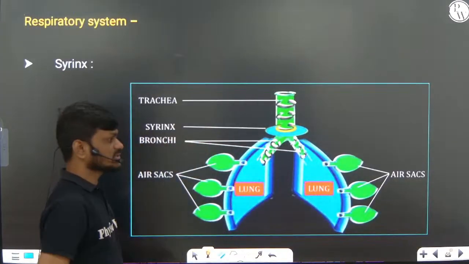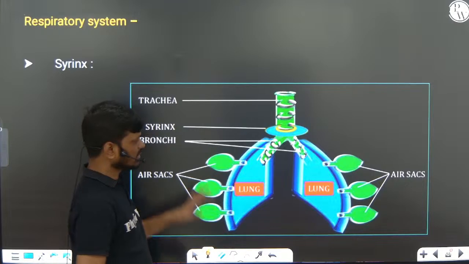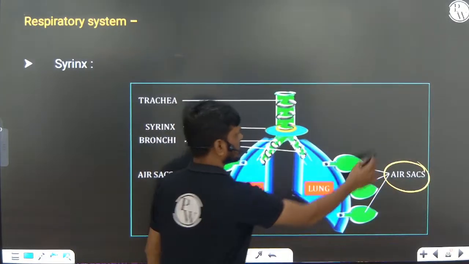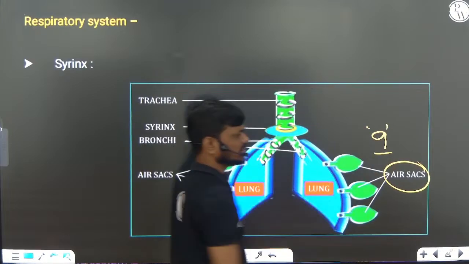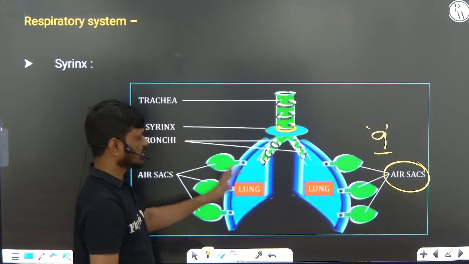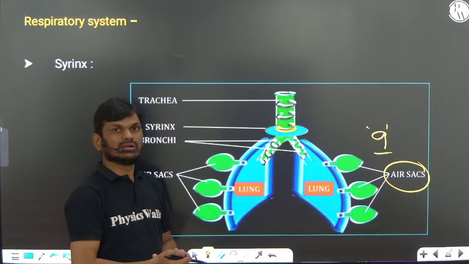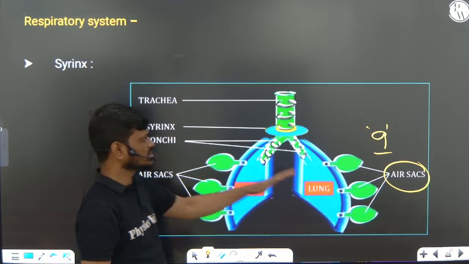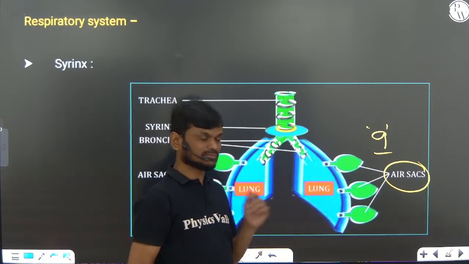The respiratory system works by lungs, but the lungs are supported by 9 air sacs. There are 9 air sacs present. They supplement the lungs. They help in respiration in the lungs. Very important: air sacs are supplementing the lungs.